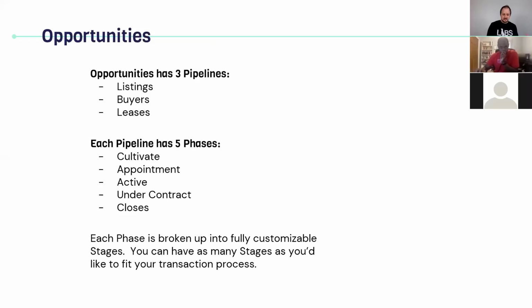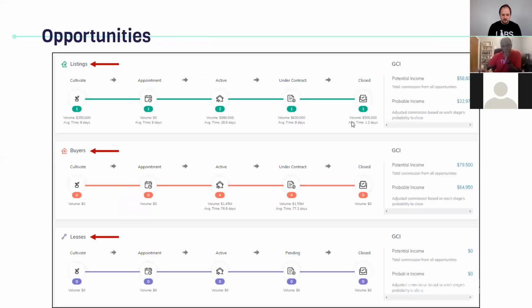You're trying to find the business, then get the appointment, get it under contract, whether that's a listing contract or a signed buyer, and then close on the property, right? So those are your 5 phases, and then each phase can be broken up into stages, which are like little subcategories. You can have as few or as many stages as you want. Those are totally customizable by you. So that's just kind of the summary of opportunities there.